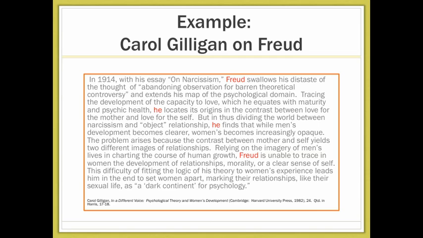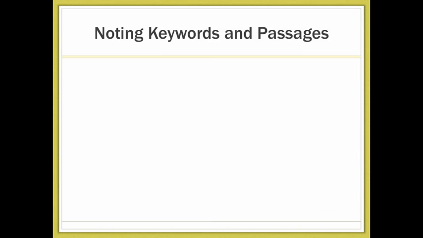After considering how to define the project of the writer, let's move on to Harris's next point, which is noting keywords and passages. When you're writing a summary, it's a challenge to decide when you're going to quote directly from the original text and when you're going to paraphrase.